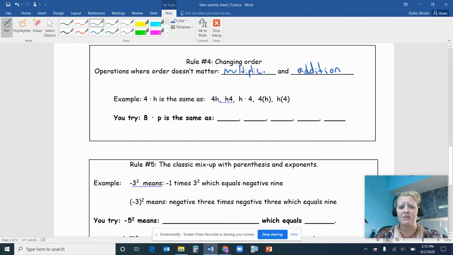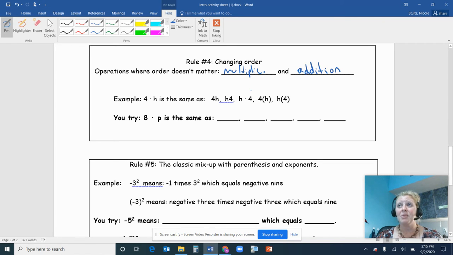But if that's the case, well then remember, order doesn't matter. So technically I could write the h first and then the 4. It looks a little weird. I don't think we use that a lot. The other one looks more normal, but it is the same thing because I can switch the order. Well, if that's okay, then I could technically put the dot back in between the h and the 4. Whether or not I put the dot is up to me.